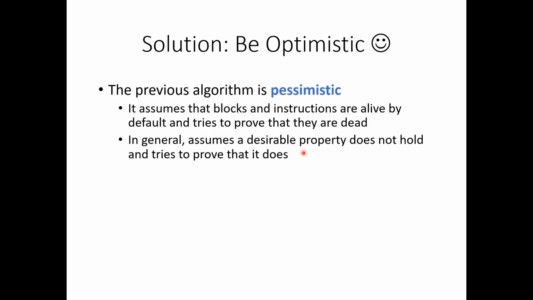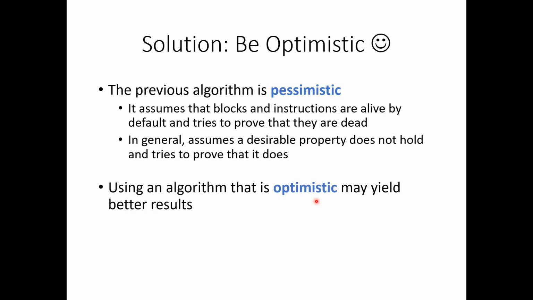And the problem with these pessimistic algorithms is that when there is codependence between establishing this property for different parts of the code, that codependence creates a kind of circular dependence that prevents us from being able to prove that. So instead of using a pessimistic algorithm, the solution is to use an optimistic algorithm. And here, using an optimistic algorithm may yield better results.